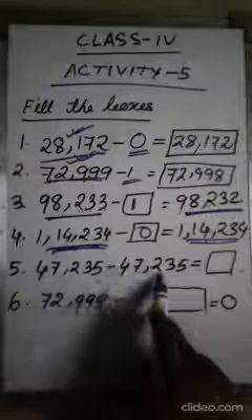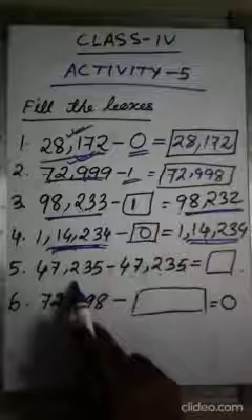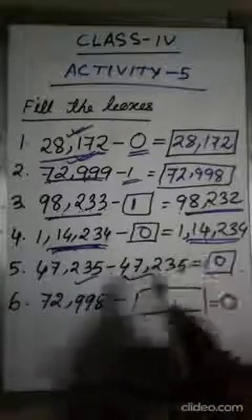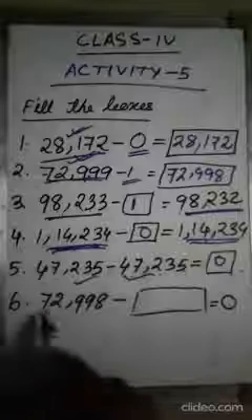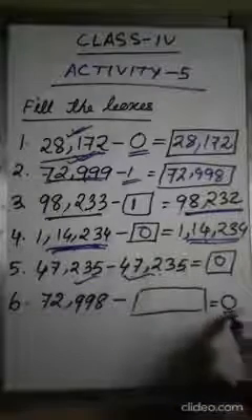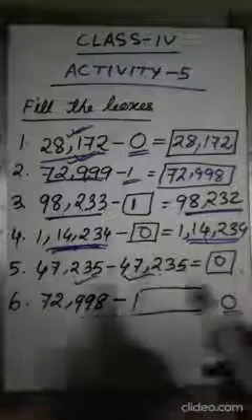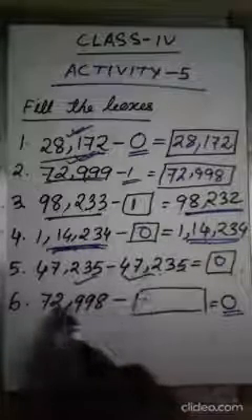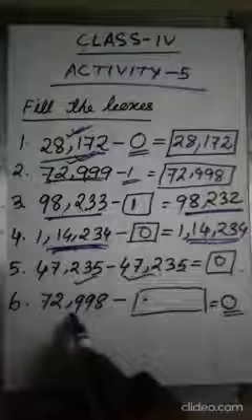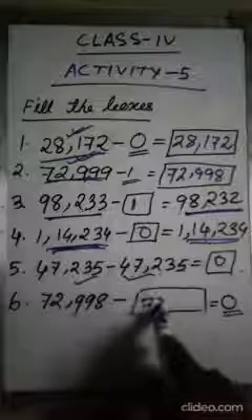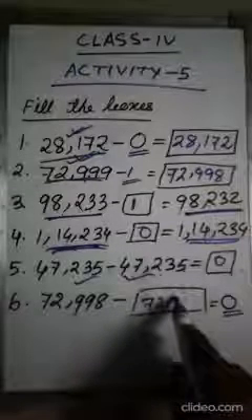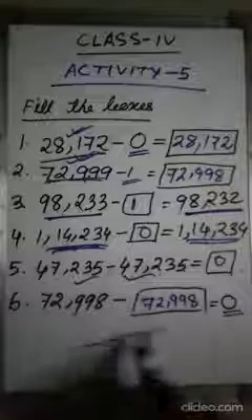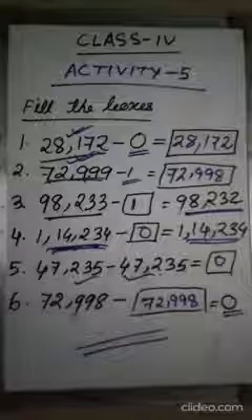47,235 minus 47,235, the same number we are subtracting, so it is 0. Here also we have 0 as the result, so this number must be the same number as this, so it is 72,998. This way you have to solve the question.